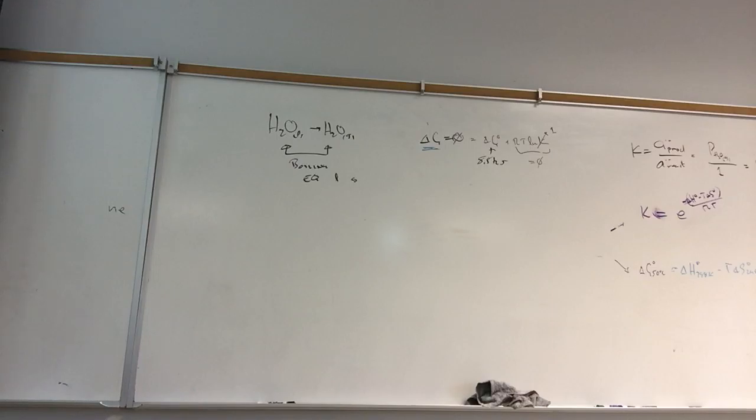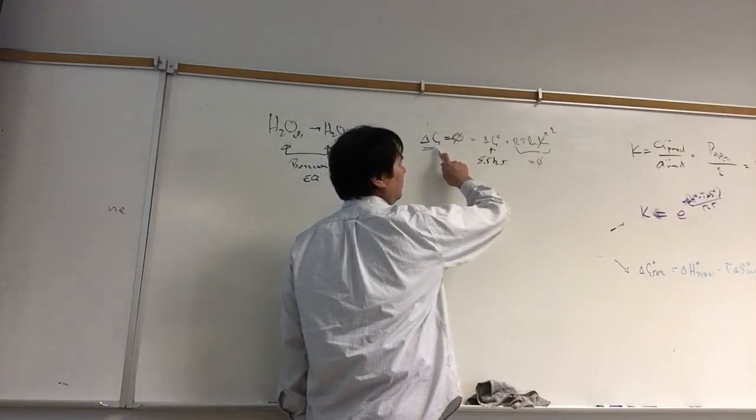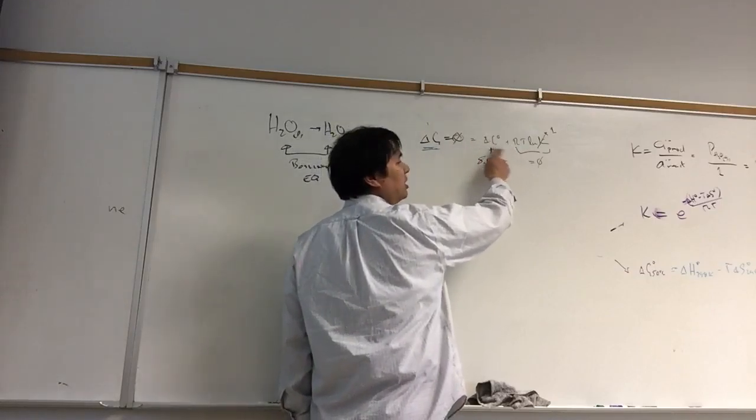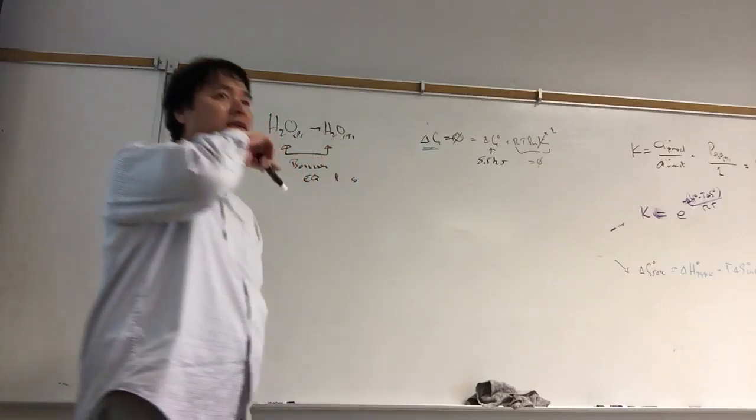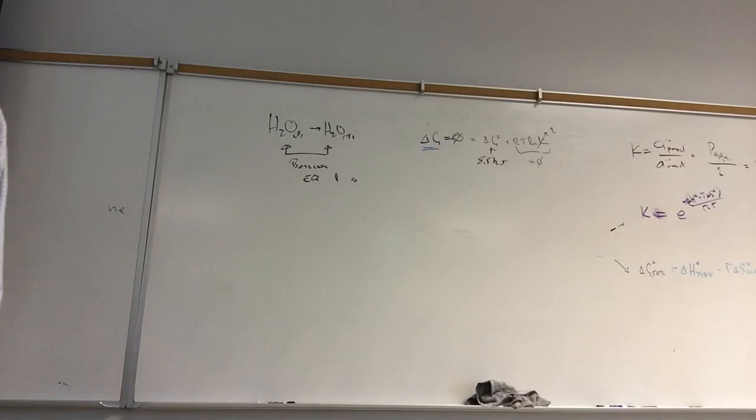So you're saying that delta G naught is the corrected form of delta G? Standard condition. No, delta G is the corrected form of delta G naught. You correct delta G naught to get delta G by this calculation.